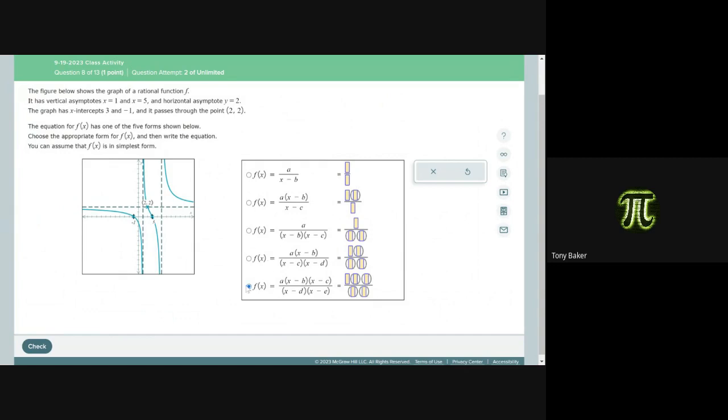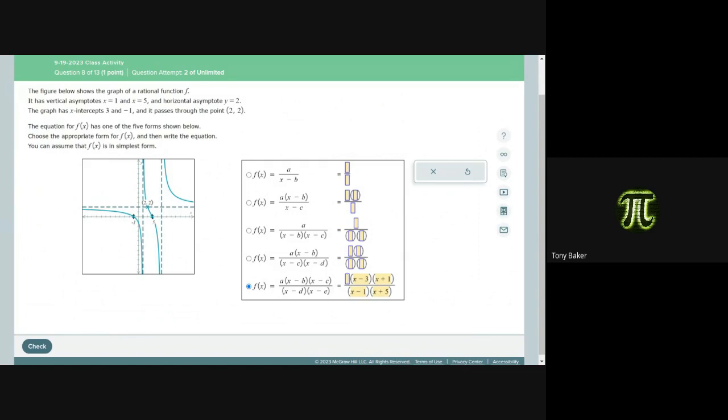Oh, I gotta pick this first. So I've got x minus 3, x plus 1. And then I've got on the bottom x minus 1 and x plus 5. And it tells me I have a horizontal asymptote at 2.